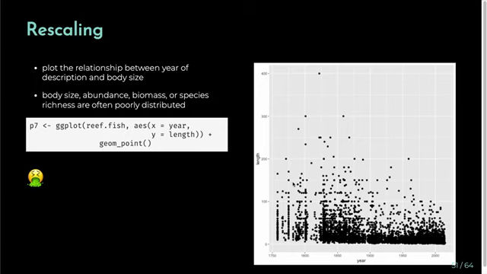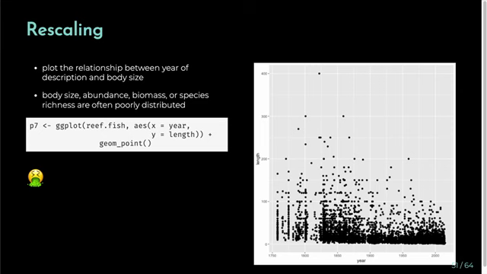And the reason for that is that length, for example, so body size, is a variable that is often distributed very poorly. So we have a couple of extreme values. So as a fish species here that gets to 400 centimeters, 4 meters. And then we have lots and lots of them that are way smaller than that. And that creates this massive skew in the data set that makes it really hard to plot.